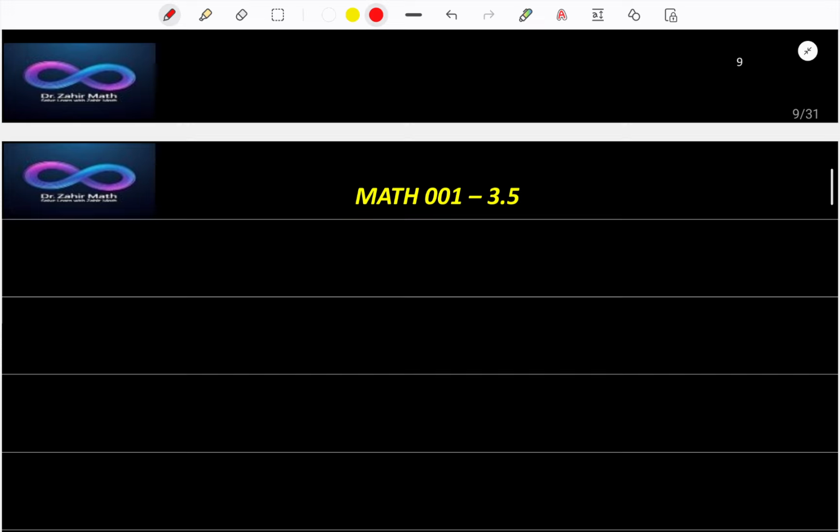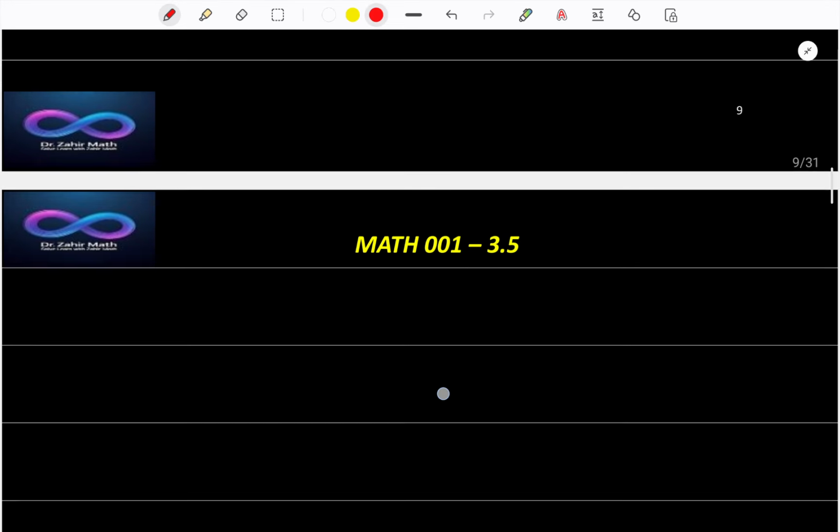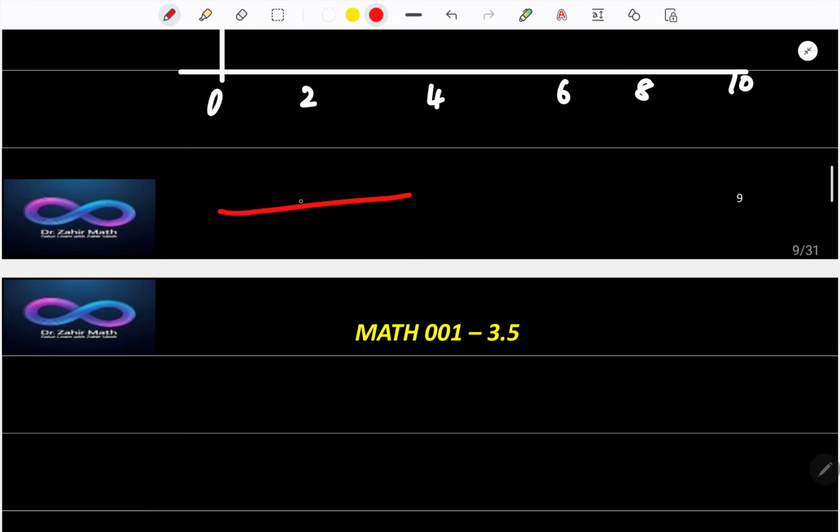I hope you understood this exercise, and that's all. This exercise is very small. So this finishes your exercise 3.5.